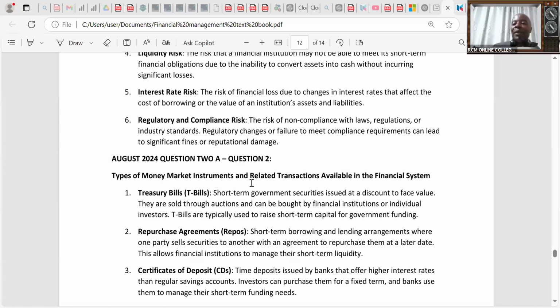So this question is very specific, and there are very few students who can get it correctly. Very few students, and I'm sure you guys are geniuses. You'll be able to. So, types of money market instruments and related transactions available in the financial system. Financial system means like banks. So we have here treasury bills, the T-bills, short-term government securities issued at a discount to face value. They are sold through auctions and can be bought by financial institutions or individual investors. T-bills are typically used to raise short-term capital for government funding.